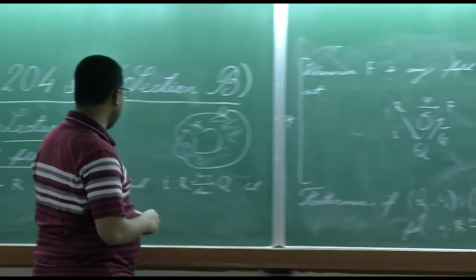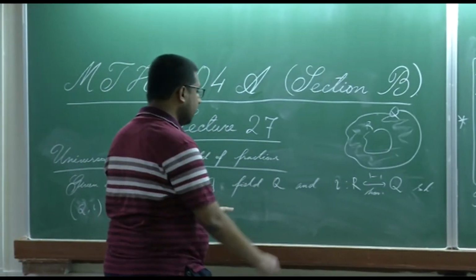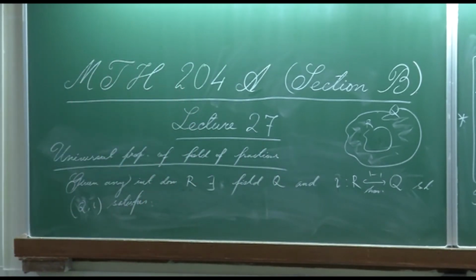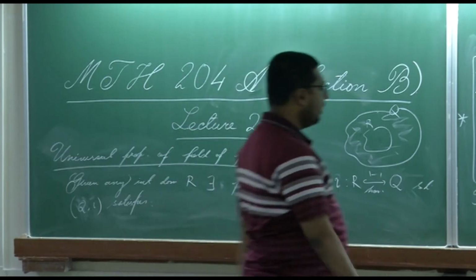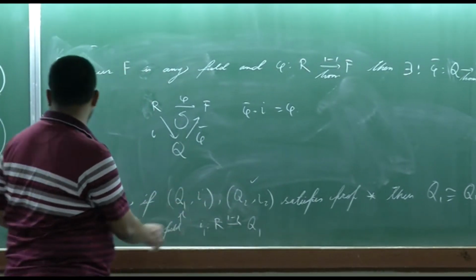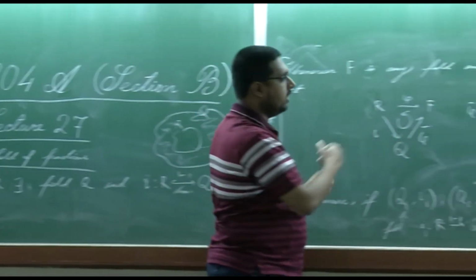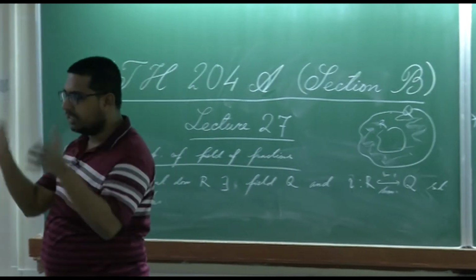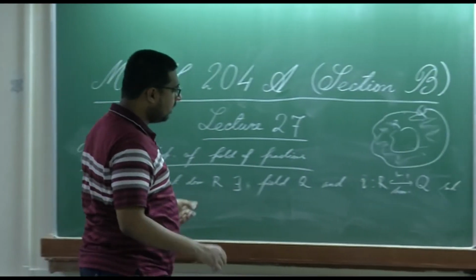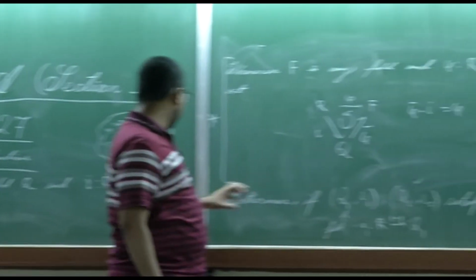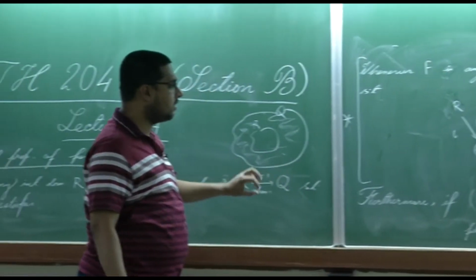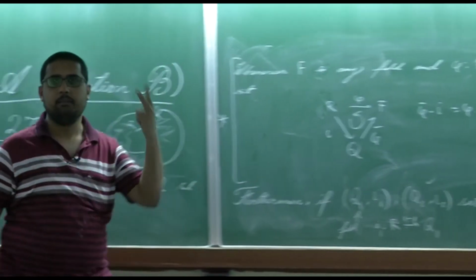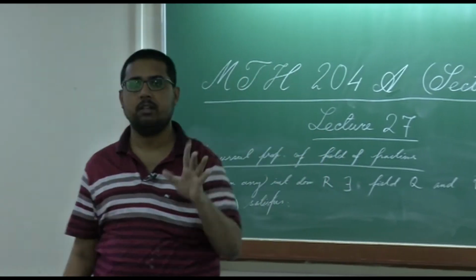And the next part says that, in the first part, given R, there is a pair Q comma I satisfying this property star. The second part says that if we are given two such pairs, both satisfying the property star, then the fields will be isomorphic. So, what does it say? It says that given R, the field Q that satisfies this property must be unique up to isomorphism. Okay.